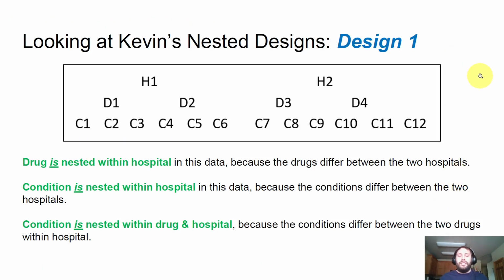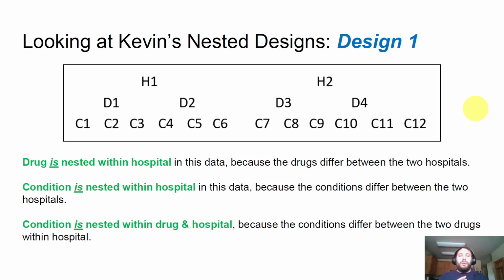So let's go ahead and look at the way that Kevin is showing you nested designs. Let's look at the first design that he shows you, in which he shows hospital 1, hospital 2, drug 1, drug 2, drug 3, drug 4. So H is hospital, D is drug, and then C is condition. So we have conditions 1 through 12. Within this design, we can say that drug is nested within hospital because the drugs differ between the two hospitals. As you can see, we have drug 1 and drug 2 within hospital 1, and drug 3 and drug 4 within hospital 2, but they don't cross at all.